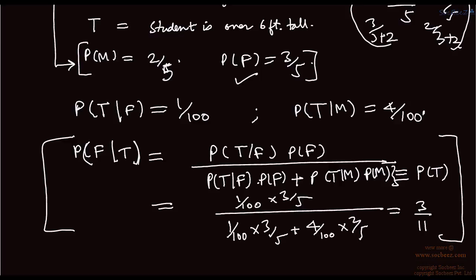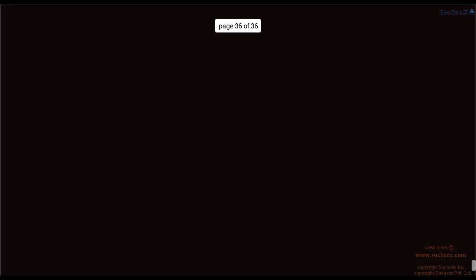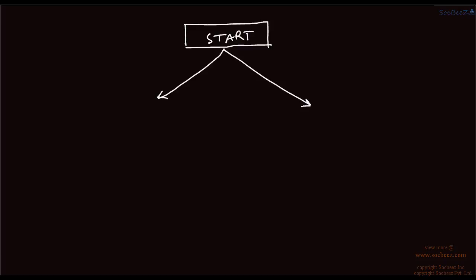Now we are going to solve this problem with the help of a shortcut, which is called a tree diagram. Let's make a tree diagram for this. When you make a tree diagram, you start with a box. We are given that there are men and women in a population. The probability that it is male and female is 2/5 and 3/5. That 3:2 ratio gives us this.